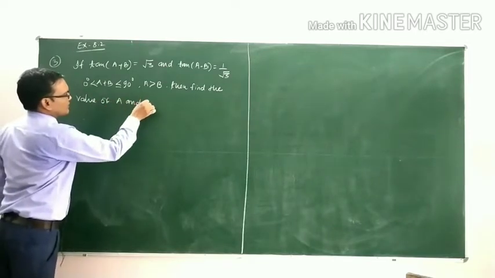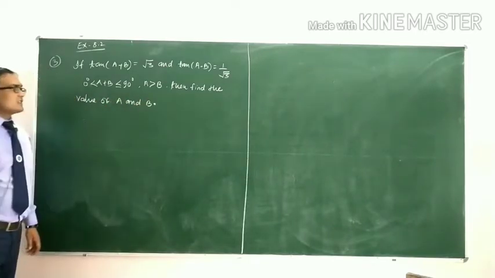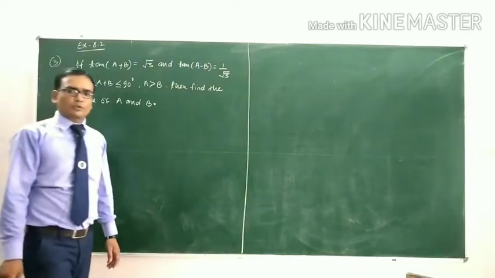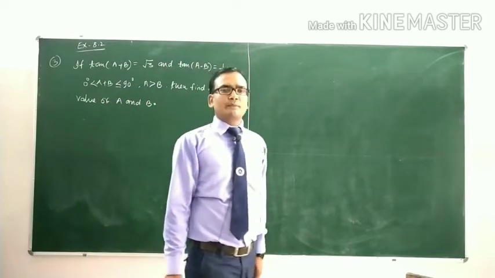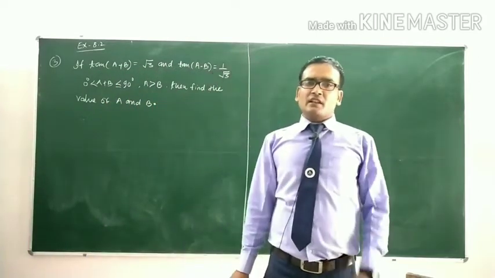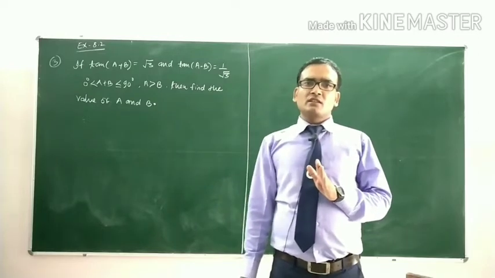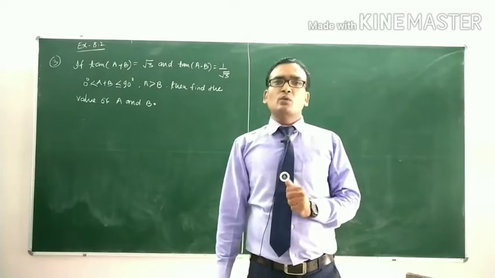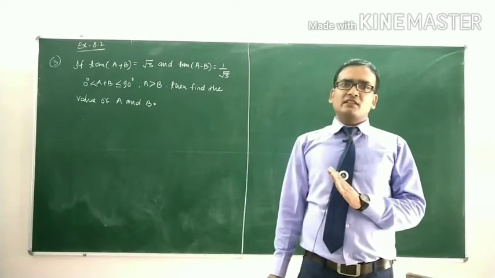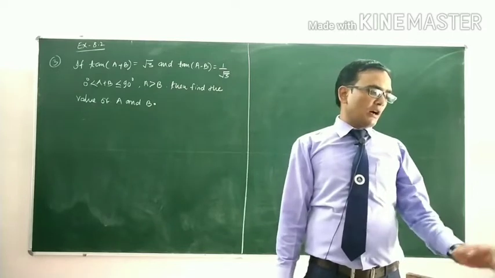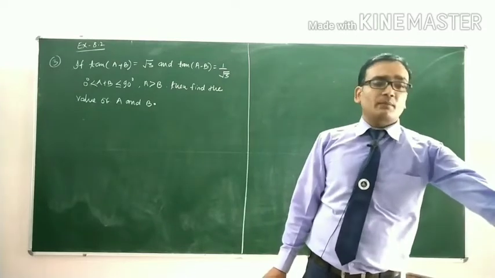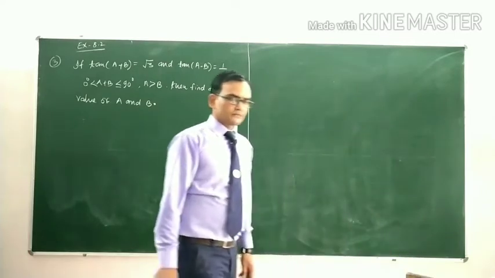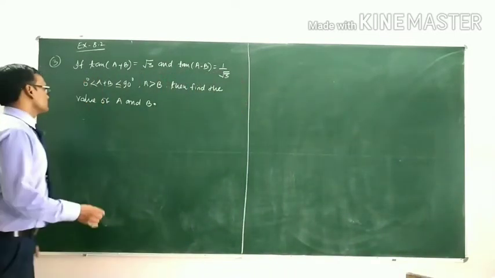Okay students, here in this question it is given that tan(A + B) equals root 3 and tan(A - B) equals 1 upon root 3, and A + B is greater than 0 and less than or equal to 90, A is greater than B. Then find the value of A and B. What is the value of A and B? Solution.